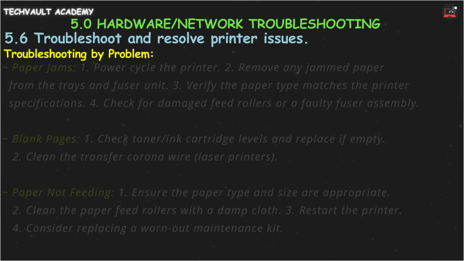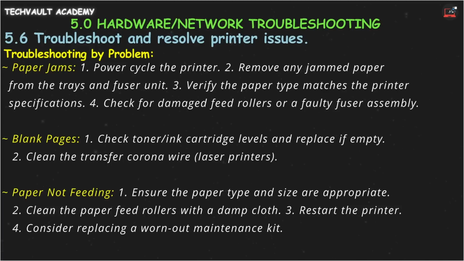Troubleshooting by problem and paper jams. 1. Power cycle the printer. 2. Remove any jammed paper from the trays and fuser unit. 3. Verify the paper type matches the printer specifications. 4. Check for damaged feed rollers or a faulty fuser assembly.